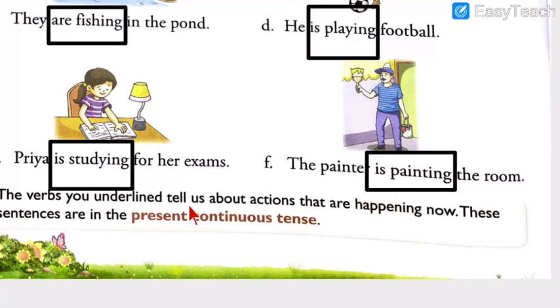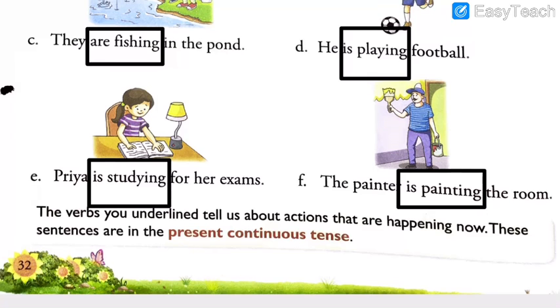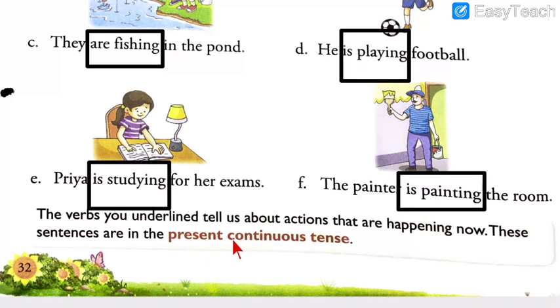The verbs you underlined tell us about actions that are happening now. So these sentences are in the present continuous tense. So the verbs which show the action going on, happening now, are the verbs that show the present continuous tense.